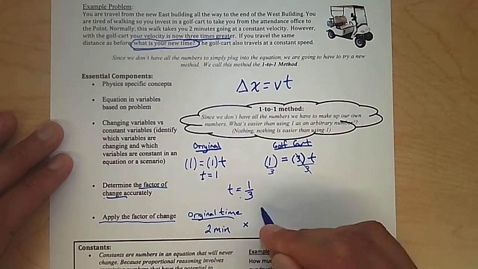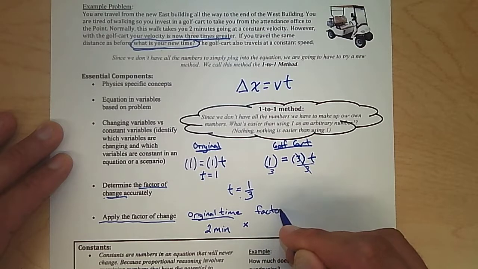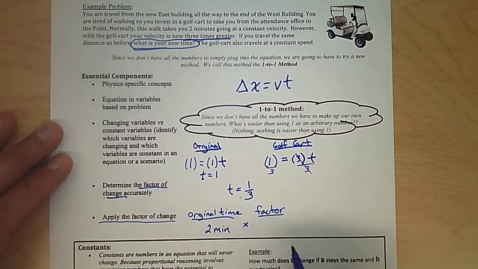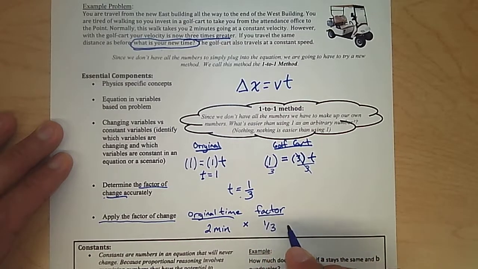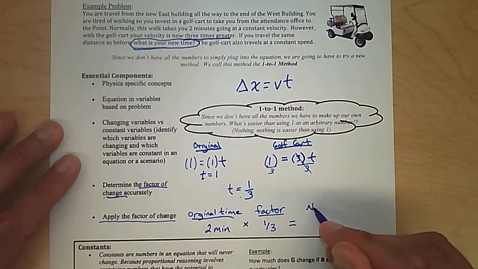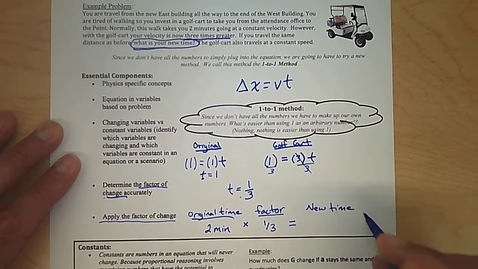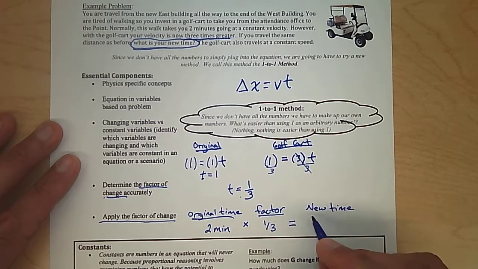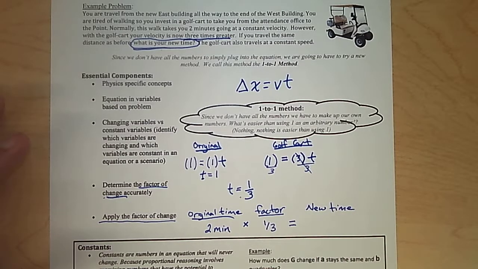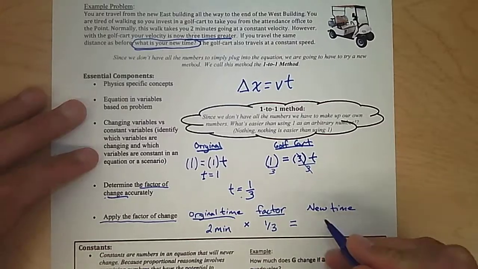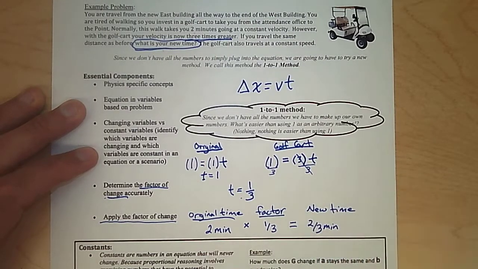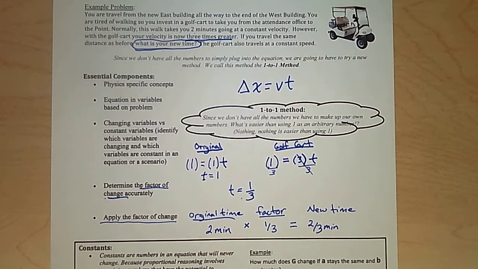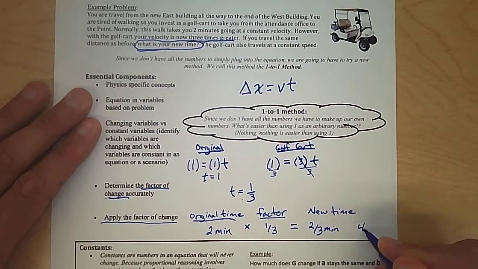And then I'm going to multiply that by the factor of change. You always just multiply it. And that's going to be 1/3. I solved it right here. And then that's going to give me my new actual time, which is going to be 2/3 of a minute. If you multiply those together, another way we could say that is that it's just 40 seconds.